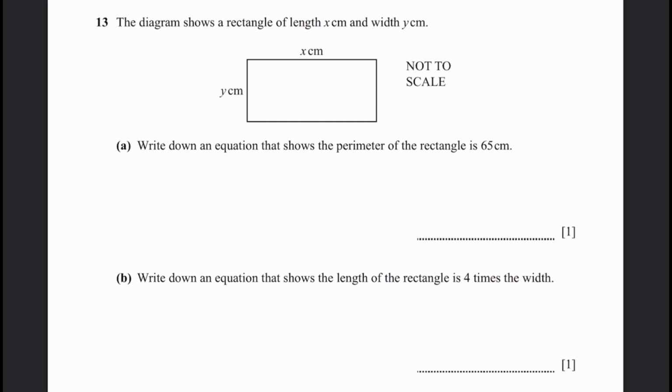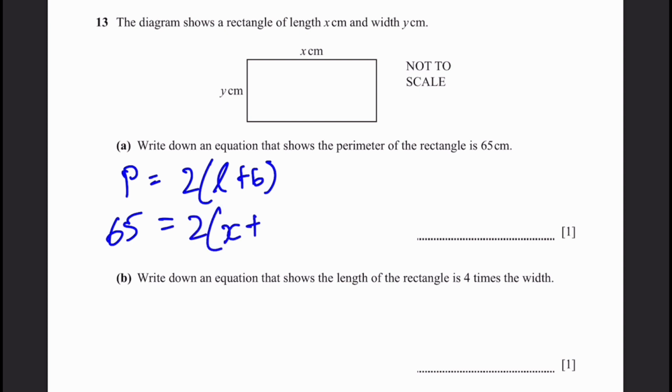Question 13. The diagram shows a rectangle of length x centimeters and width y centimeters. This diagram is not to scale. A. Write down an equation that shows the perimeter of the rectangle is 65 centimeters. We know that the perimeter is equal to 2 times the length plus the breadth. If the perimeter is 65, that's 2 times the length x plus the width y. And that's all. 2(x + y) = 65. B. Write down an equation that shows the length of the rectangle is 4 times the width. That means that x is 4 times y, and this means x is equal to 4y.